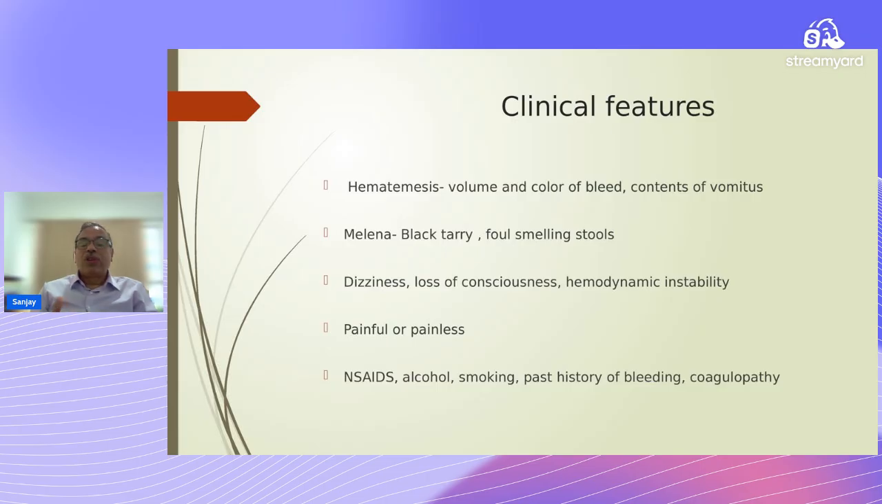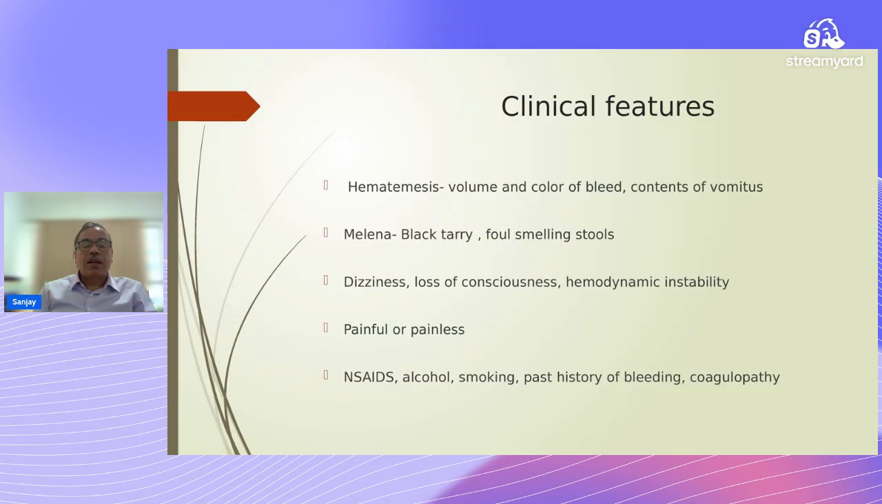Similarly, you would like to ask about the color of the vomitus, whether it contains fresh blood, whether it contains coffee ground aspirate. We have already seen that may tell you possibly you're dealing with either a variceal or a non-variceal hemorrhage. You would also like to ask what the contents of the vomitus are, whether it contains partially digested food particles or undigested food particles. You would ask about the passage of black, tarry, foul smelling stools, which is melena.